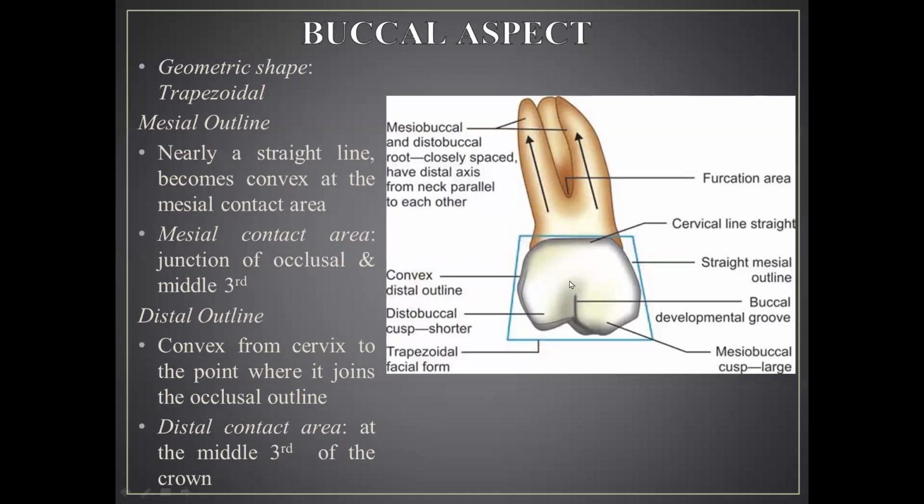So this is the buccal aspect of your maxillary second molar. The trapezoidal shape is almost the same; the geometrical shape is trapezoidal for both. When we see the mesial outline of this tooth, it is almost a straight line and becomes convex at the mesial contact area. The mesial contact area is mainly at the junction of the occlusal and the middle third. The distal outline is convex from the cervix to the point where it joins the occlusal outline, that is the distal contact area, which is approximately at the middle third.